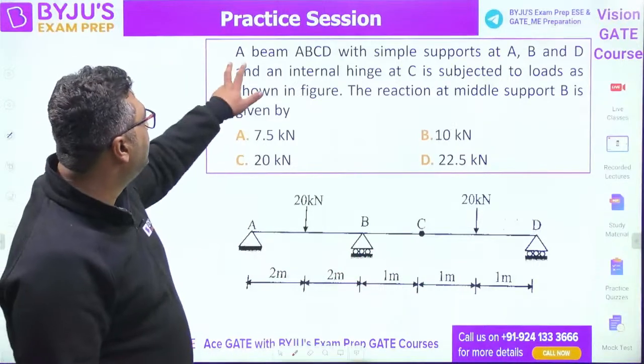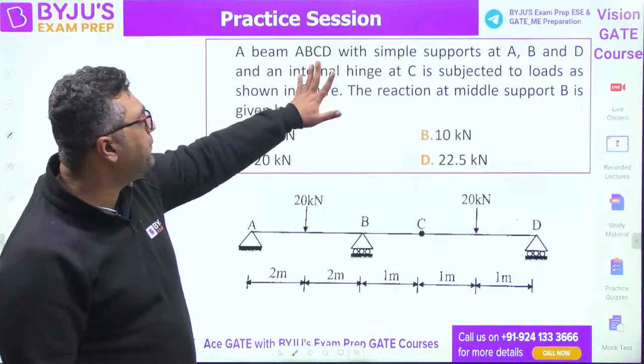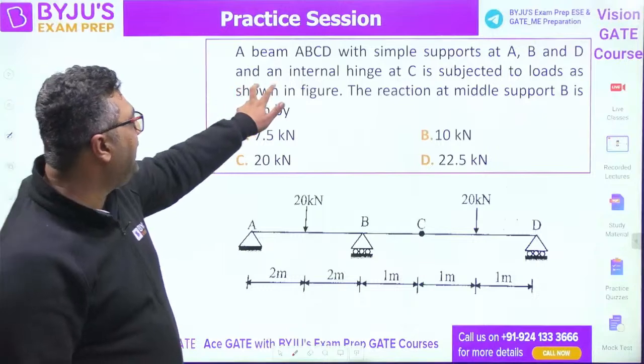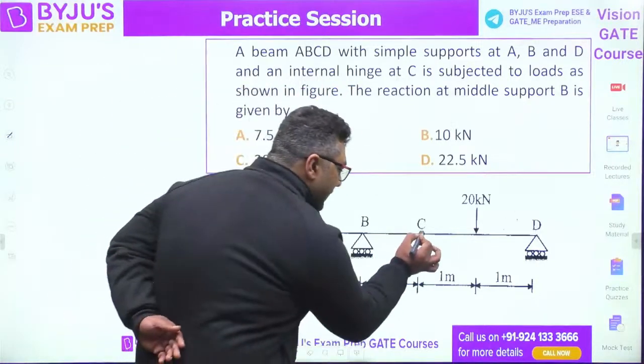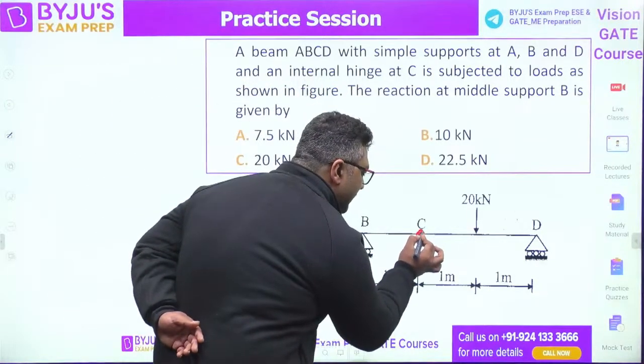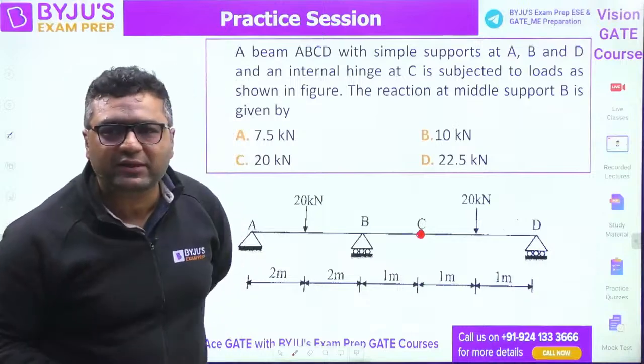How to solve it. A beam ABCD with simple supports at A, B, C, D and an internal hinge is there. This is the internal hinge. So this is a compound beam because two beams are connected at this point.